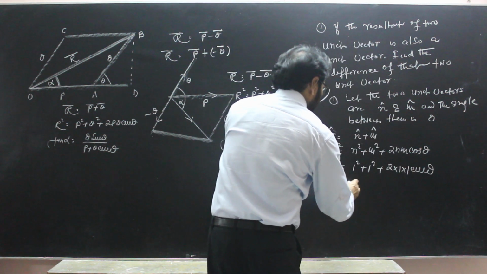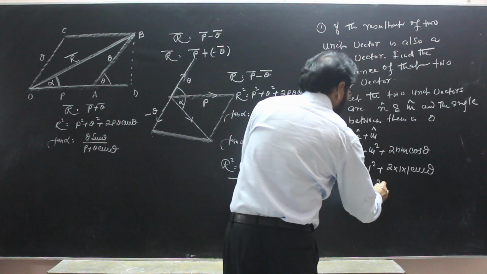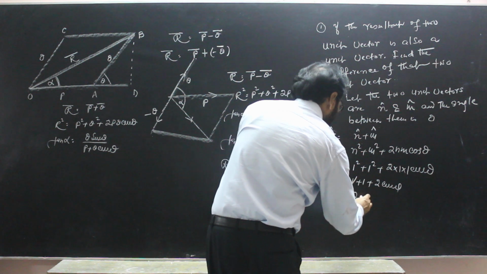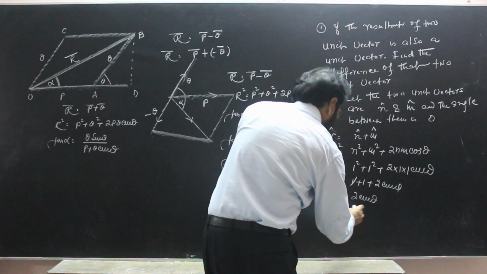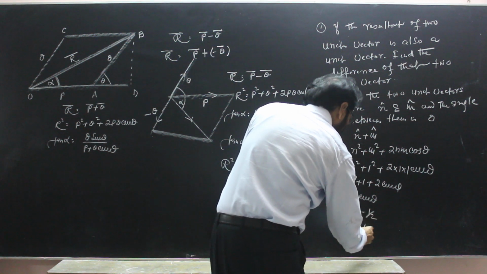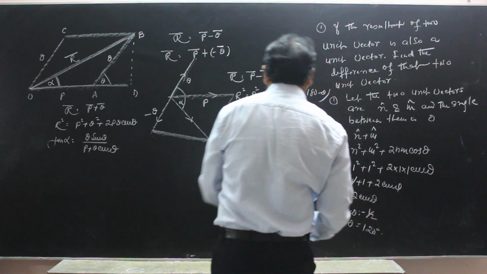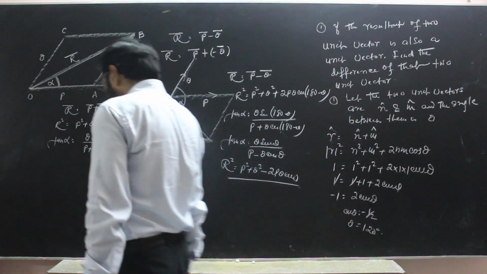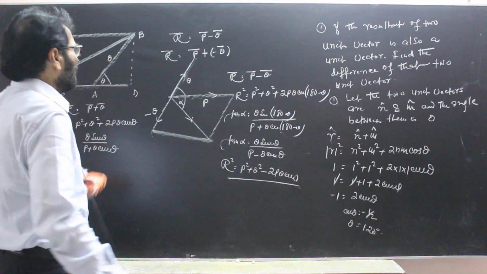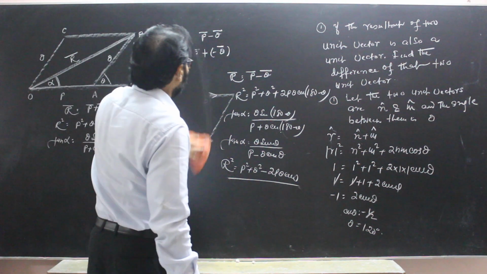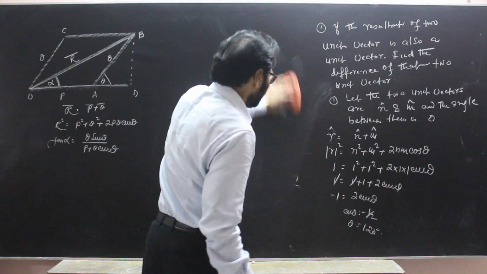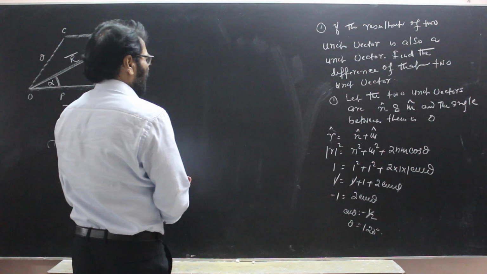So this is 1, 1, 1, 2 cos theta. So minus 1 is 2 cos theta. So cos theta is minus half. Theta is 120. Now we have to calculate the difference of the two unit vectors.